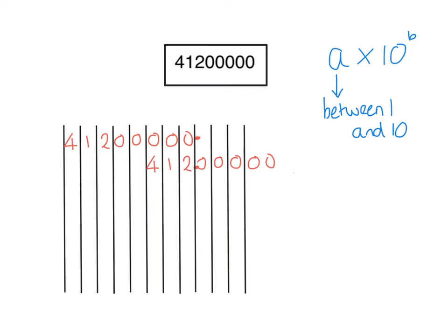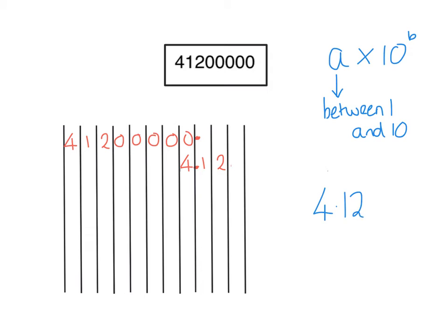So is 412 between 1 and 10? No. Is 41.2 between 1 and 10? No. Is 4.12 between 1 and 10? Yes, it is. So I'm going to leave it there, 4.12, and I don't need those zeros that are after it now, so I can get rid of those zeros. There we go. Okay, so I now know that my standard form for this is going to be 4.12.